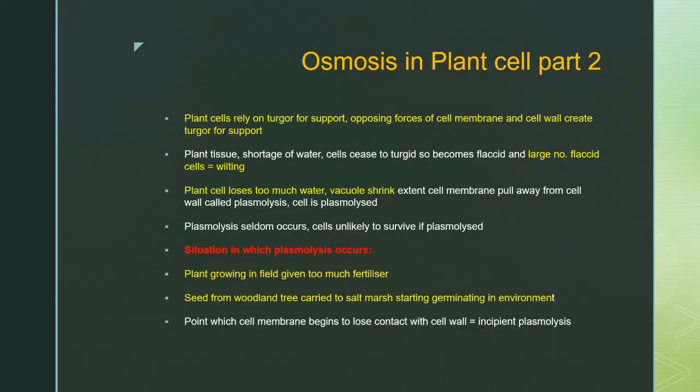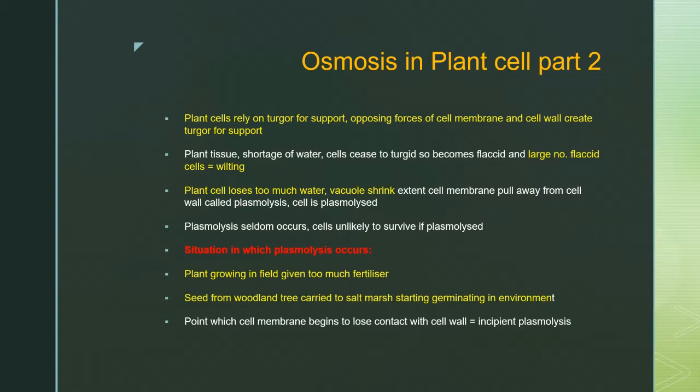So moving on to part 2, expanding on from our wee story. Basically, plant cells rely on this turgor for support, and the opposing forces of the cell membrane and cell wall will create turgor for support. Plant tissue having a shortage of water will mean the cells will cease to be turgid, and so they will become flaccid, and a large number of flaccid cells means wilting will occur.